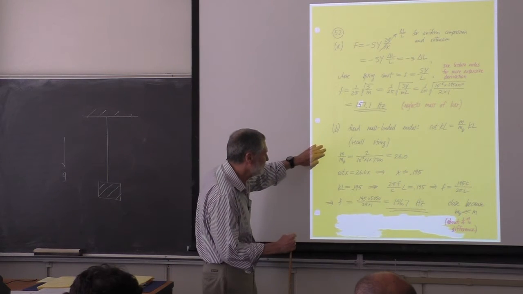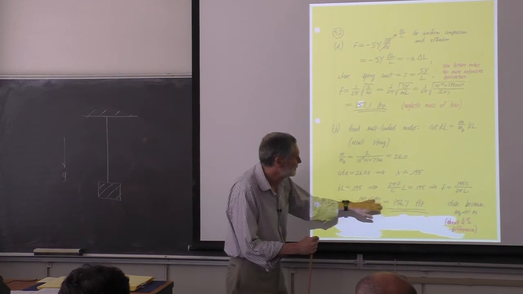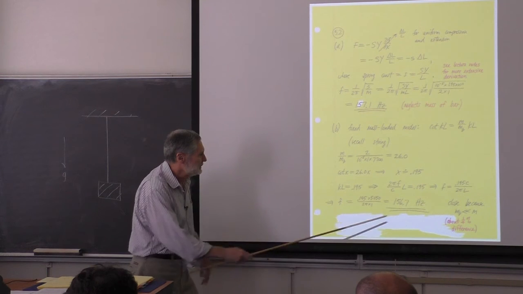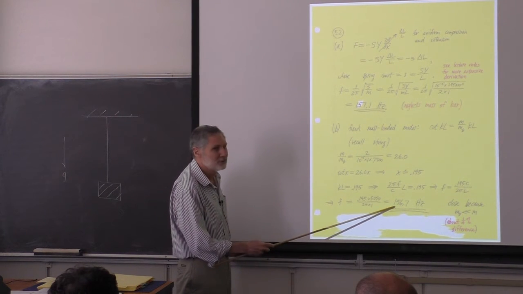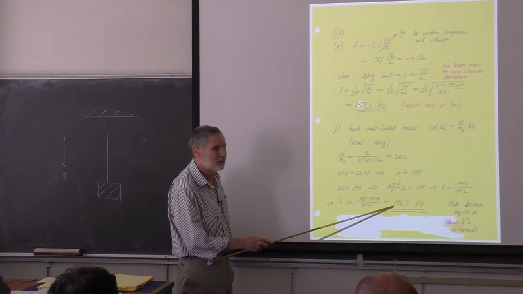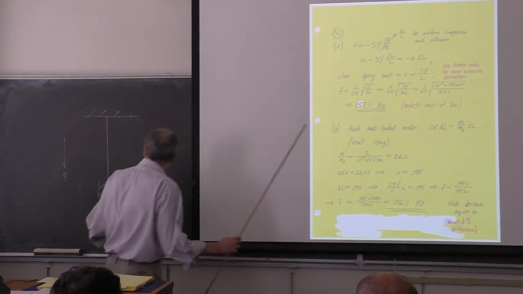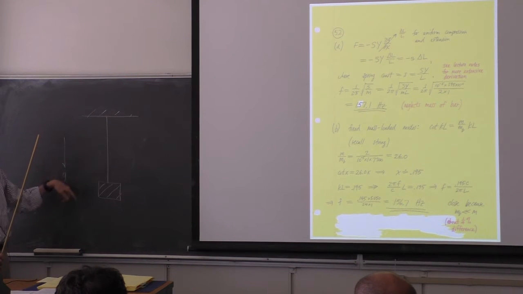All right, so where were we? Oh, yeah. So this is reasonable. Let's ask some other questions here. This is less than that. Is that reasonable? Yeah, because we're including the mass of the bar.